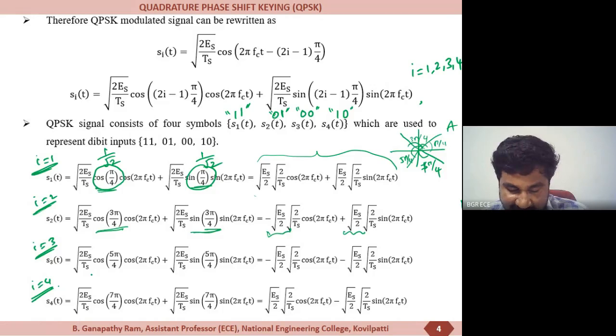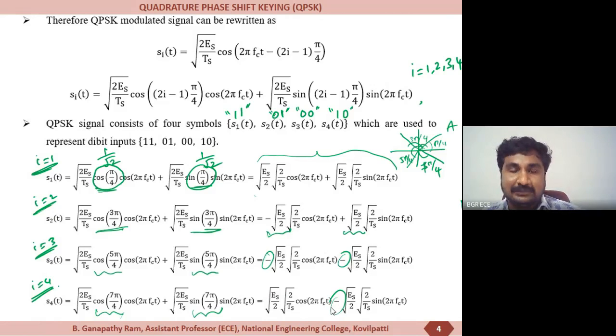Similarly, in the third quadrant, for i is equal to 3, cos and sin of 5 pi by 4 both are having negative values. And in the fourth quadrant, for 7 pi by 4, cos is having the positive value and sin is having the negative value.